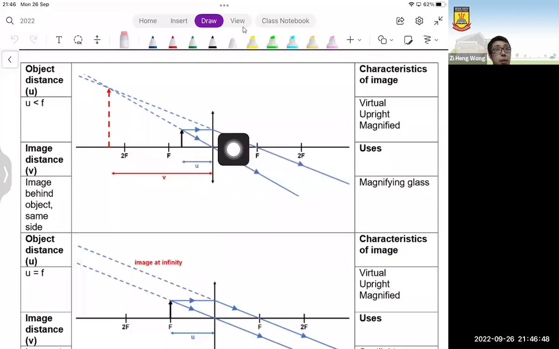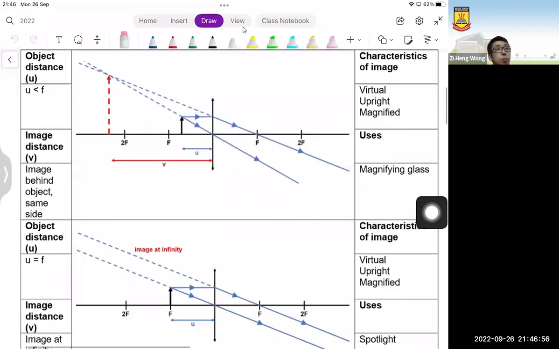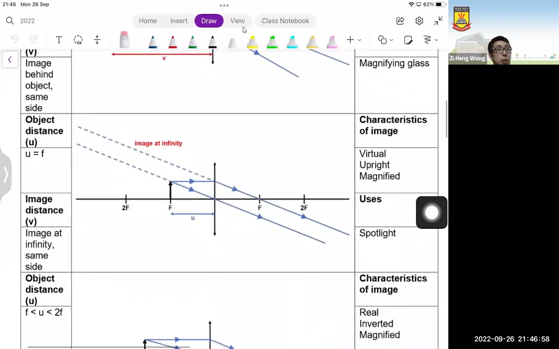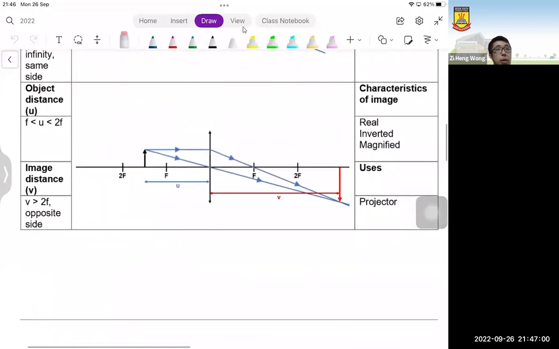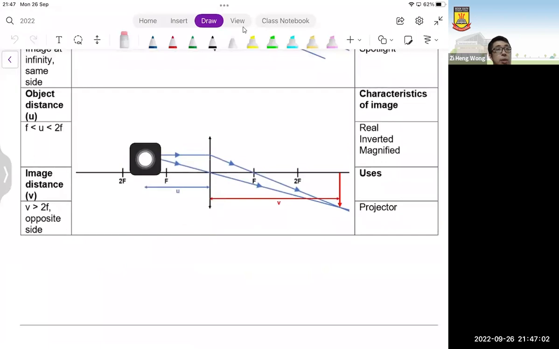Then you realize that these 2 are moving further apart. Then I trace back, my image will be here. Okay. Second one, not so common, so you can skip this. Third one onwards becomes very common again.